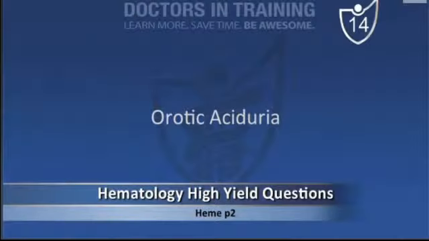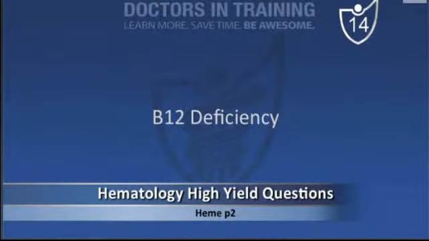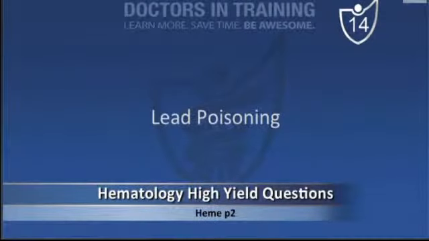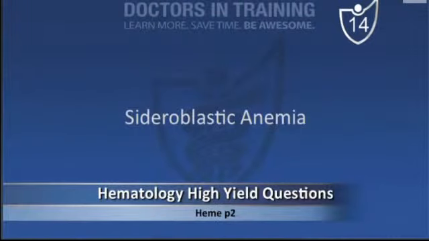Megaloblastic anemia not correctable by B12 or folate. Think about orotic aciduria. Megaloblastic anemia along with peripheral neuropathy. Think about B12 deficiency here. Microcytic anemia with basophilic stippling is lead poisoning. Microcytic anemia reversible with B6 is sideroblastic anemia.